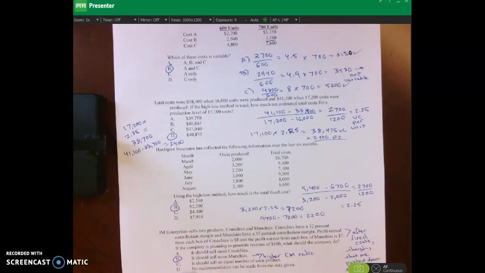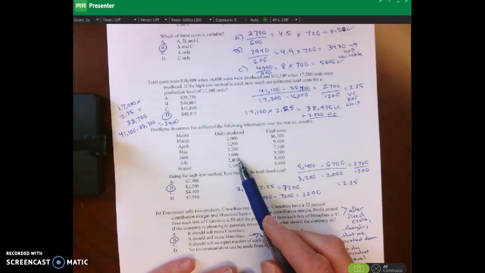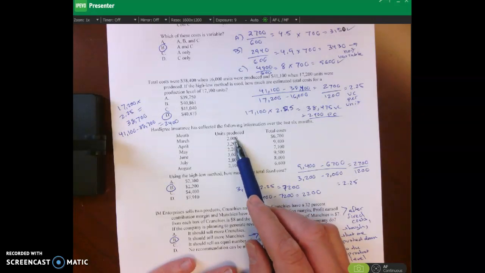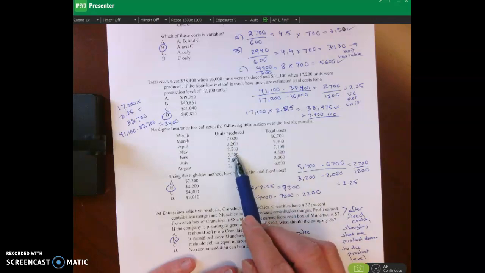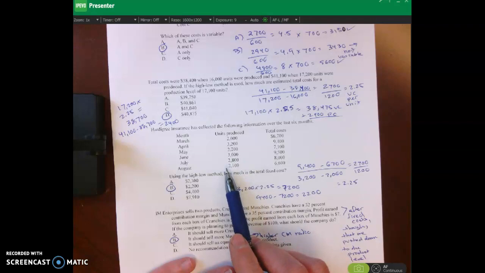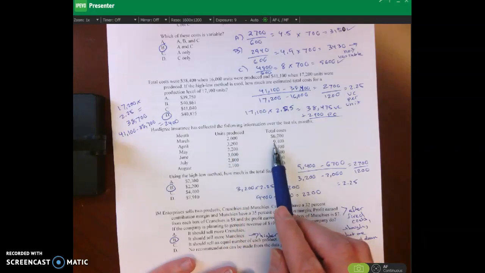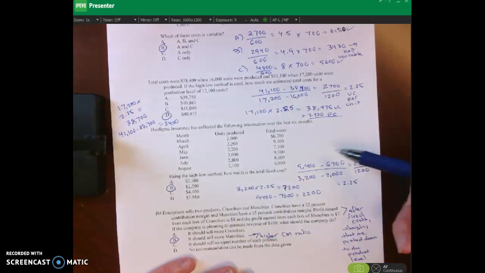Okay? Another high-low problem. So we are going to choose our high level of activity and then our low level of activity. And then we choose the corresponding cost with each one of those. We choose 3,200 and then we look at the cost. And then we choose 2,000 and then look at the cost. Divide the difference in cost by the difference in the activity level, $2.25 again.